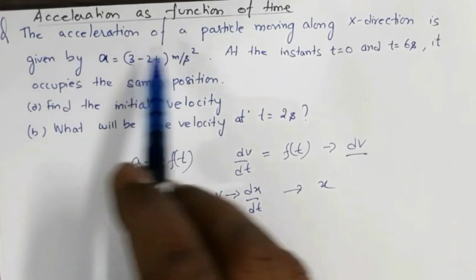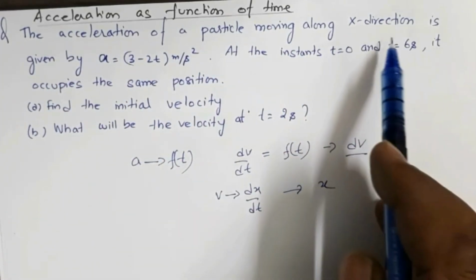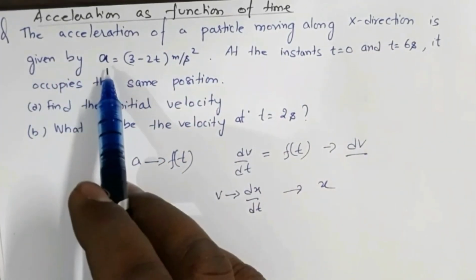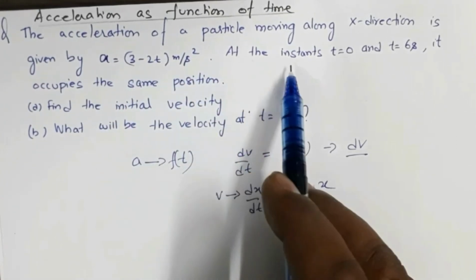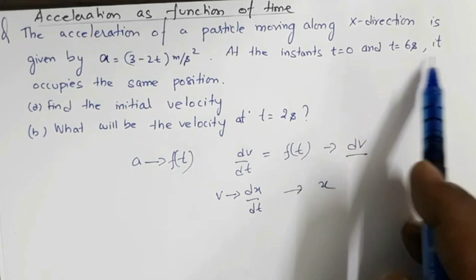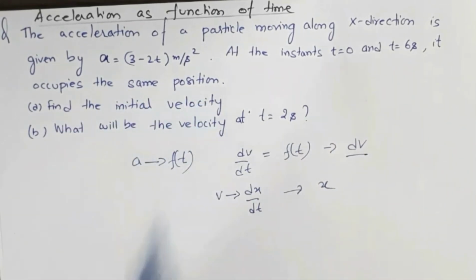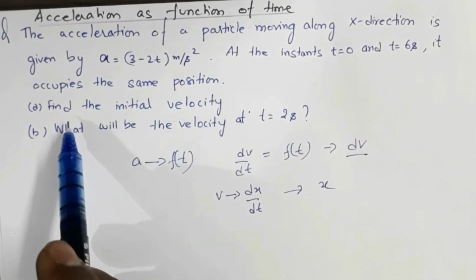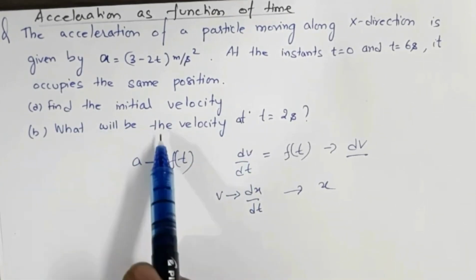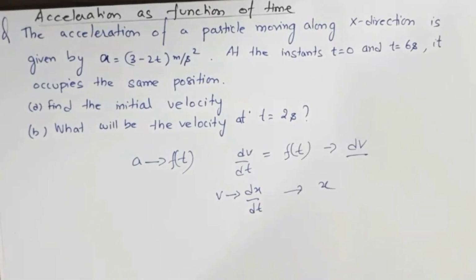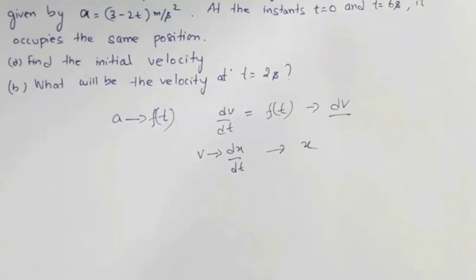The question is: the acceleration of a particle moving along the x axis is given by a equal to 3 minus 2t meter per second square. At the instants t equal to 0 and t equal to 6 second, it occupies the same position. You are asked to find two things. One is the initial velocity, and the other is the velocity at time t equal to 2 second.